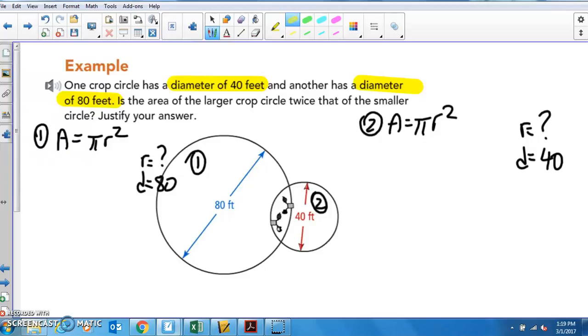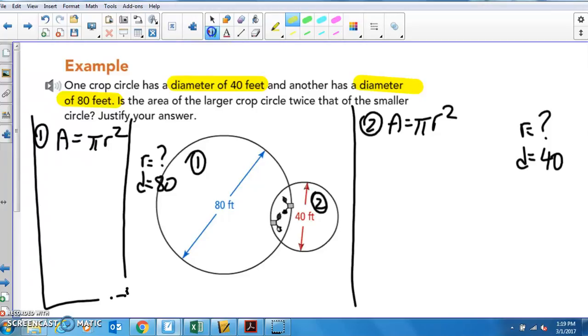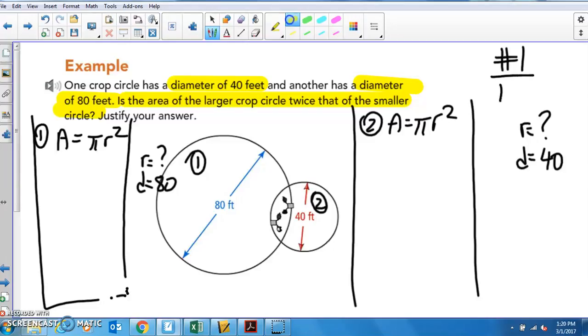So what I want you to do is work circle 1, finding the area. Circle 2, find the area. And then do the final part, where it says, is the area of the larger crop circle twice that of the smaller? If you have the first one being larger and the second one being smaller, how would we determine if it's twice that? All we're going to do is take the area for the first one, which is the big one, and divide it by the area of the second one.